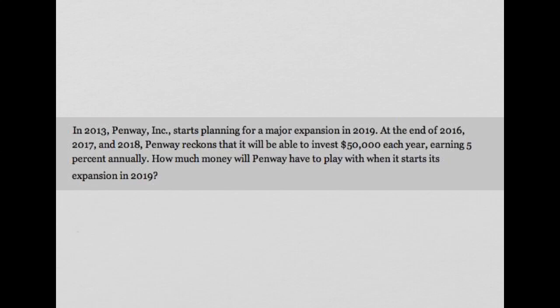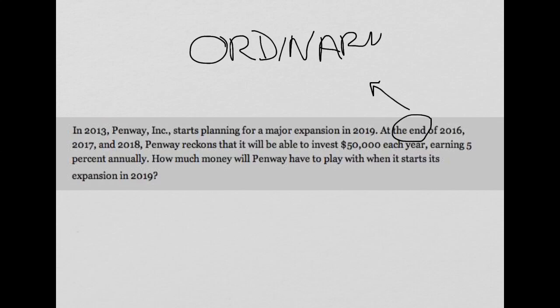In 2013, this company starts planning for a major expansion 6 years hence. At the end of 2016, notice the word end, so you should be able to say, oh, this must mean that we're looking at an ordinary annuity because it's at the end of the period. And at the end of 2016, 17, 18, they reckon that they'll be able to invest $50,000 a year. That's the annuity.